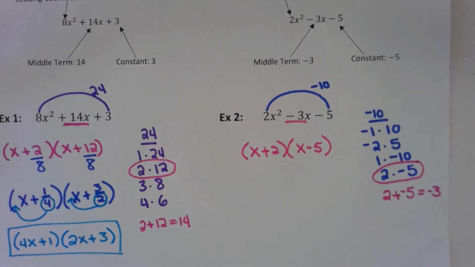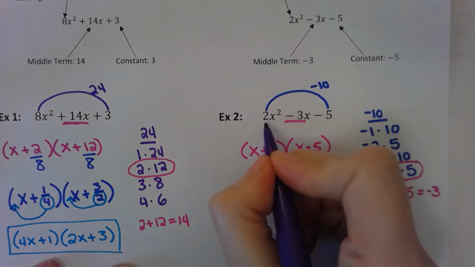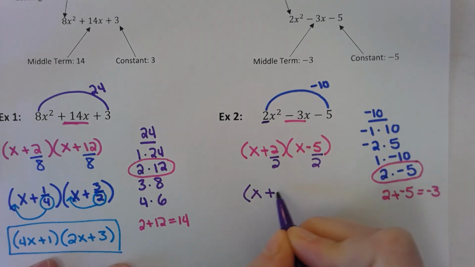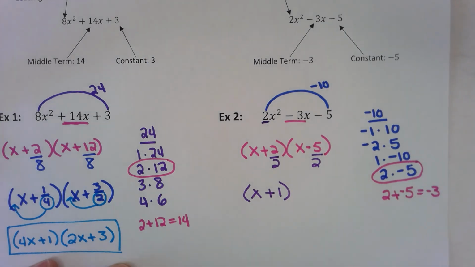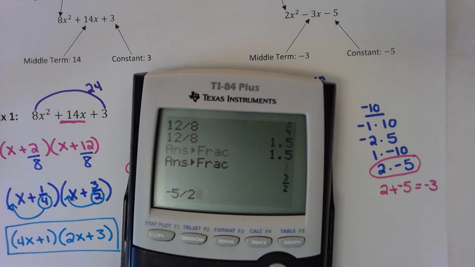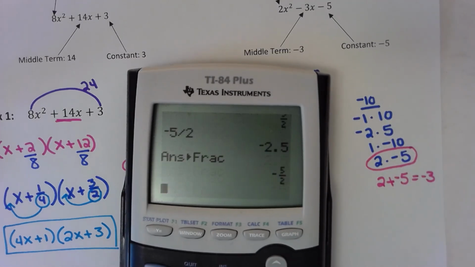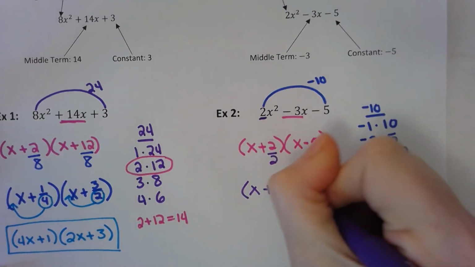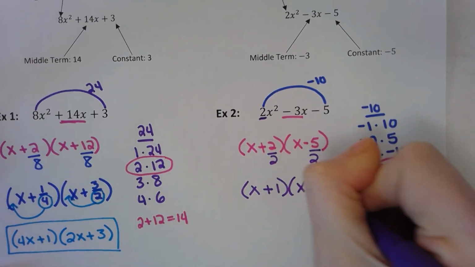Because we have that leading coefficient, that does add in an extra step right here. Now I've got to take that leading coefficient and divide by it. Positive 1, so you're not always going to have a fraction. And if I do negative 5 divided by 2, math enter, it's going to stay negative 5 over 2. So that gives me x minus 5 over 2.